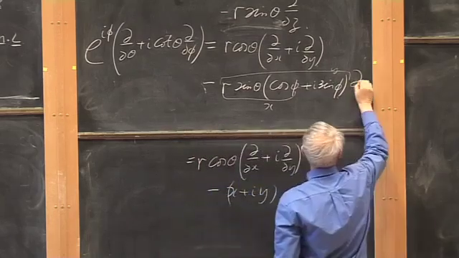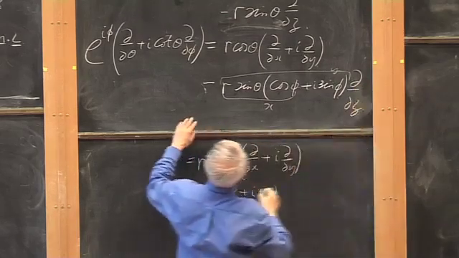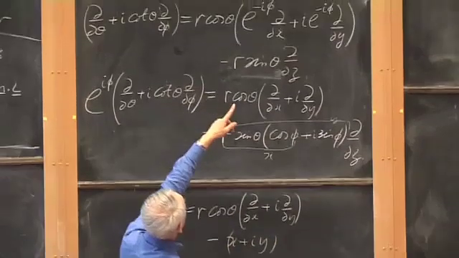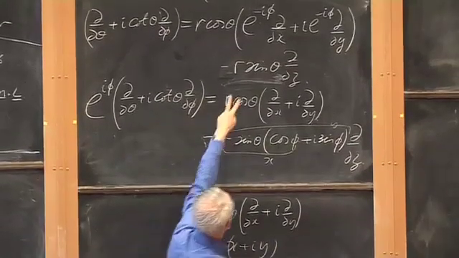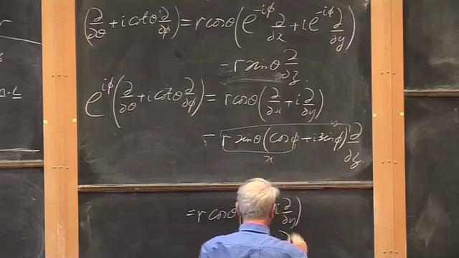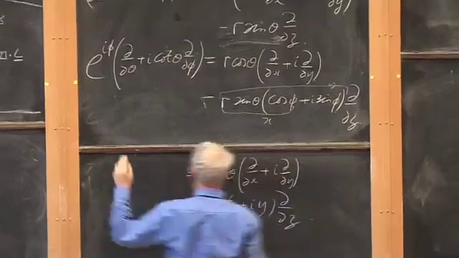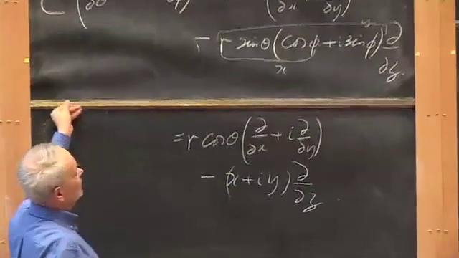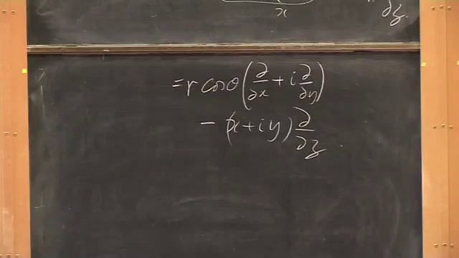Excuse me, this was times d by dz, it always was. Where did that get lost? It was minus r sine theta d by dz. Yes, it just got lost between this line and this line. Okay, phew. So I want to now establish that that is actually L plus.